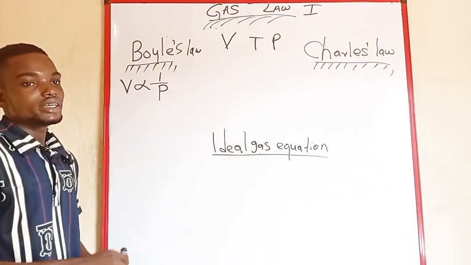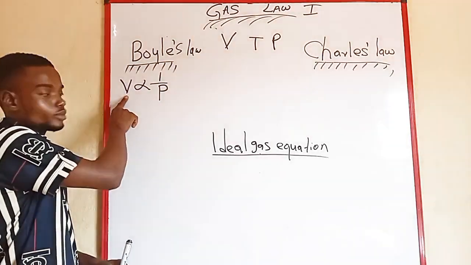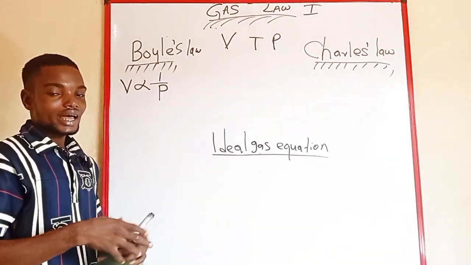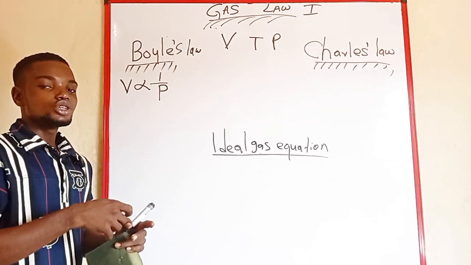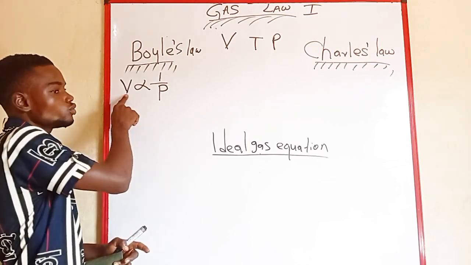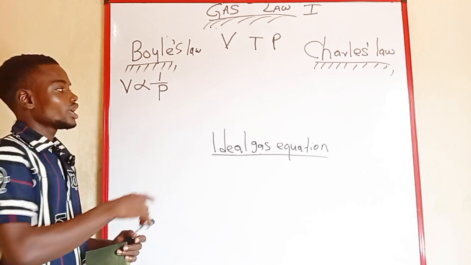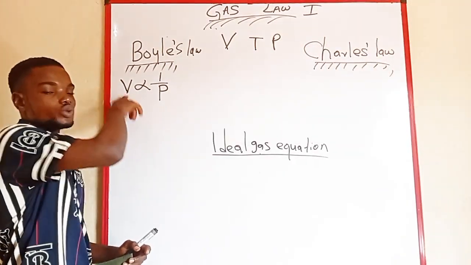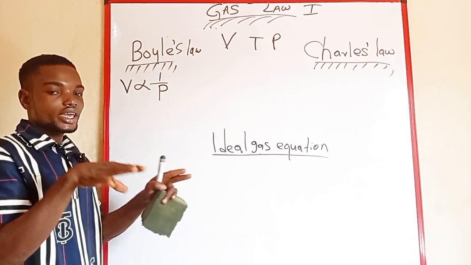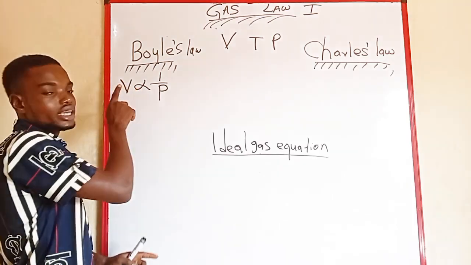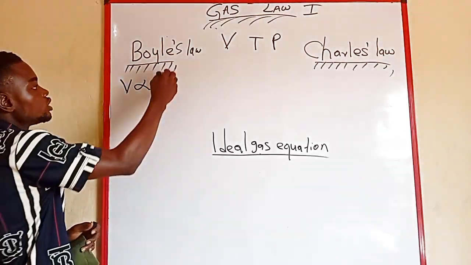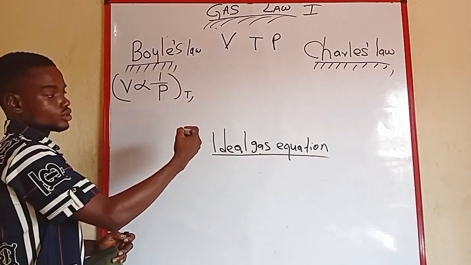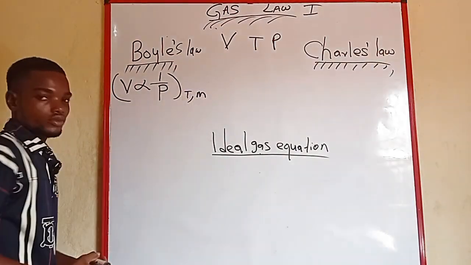Now what we are telling here is that because V is inversely proportional to P, if the pressure of a given mass of gas at constant temperature is going to increase, the volume will decrease. And if the pressure decreases, the volume is going to increase. So they are not working hand in hand. That's why we use inversely proportional. And this could only occur when there is a constant temperature for a given mass of gas.